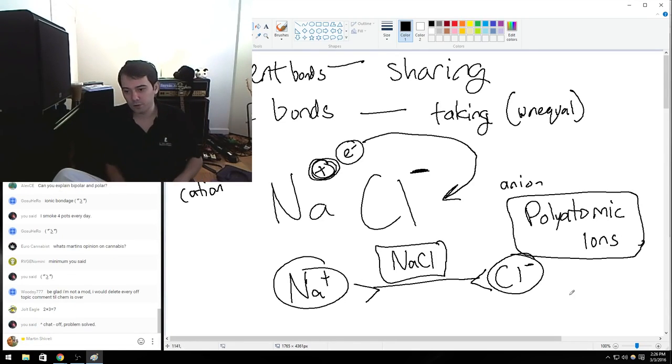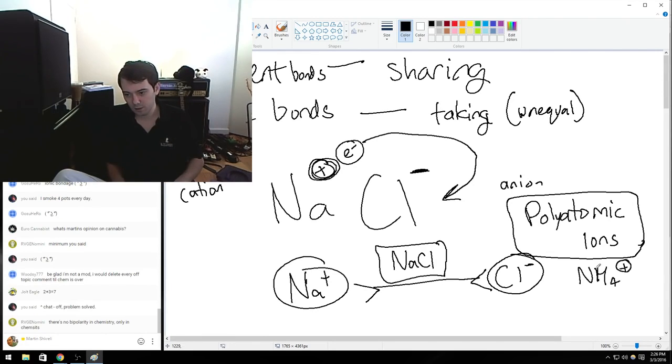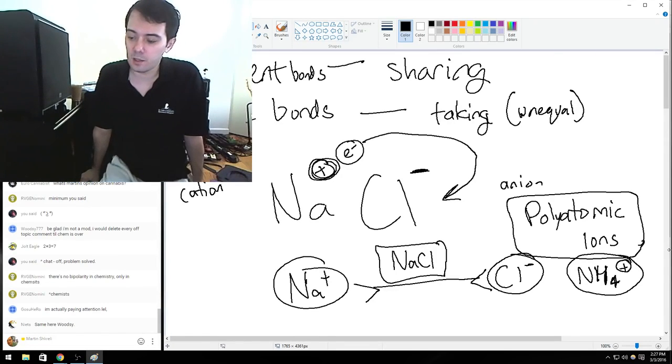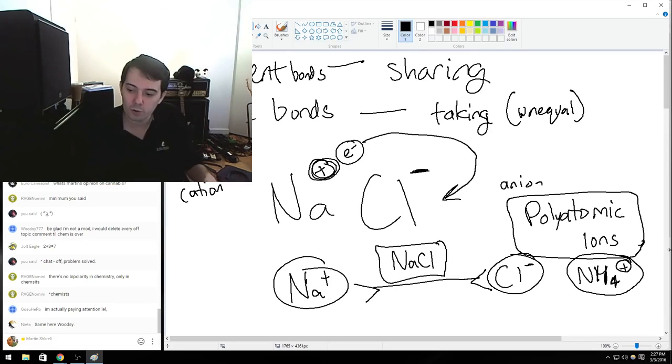So you can have something like NH4 that's a cation. So this is a cation, NH4 plus. It is positively charged. So even though it's a molecule, it can be charged neutrally, positively, or negatively.